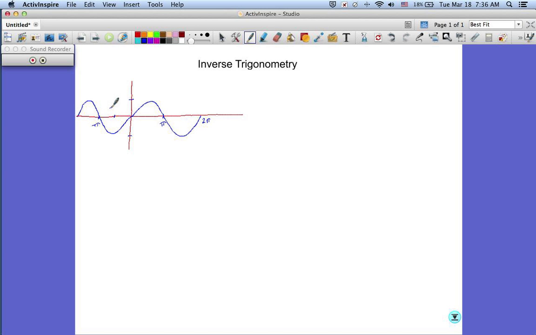Here's -pi/2. Here's pi/2. Alright, so notice we're talking about inverse trig right here. This is theta and sine of theta. And inverse, if you remember from your algebra courses or earlier in math analysis and trig, inverses are when we switch x and y.